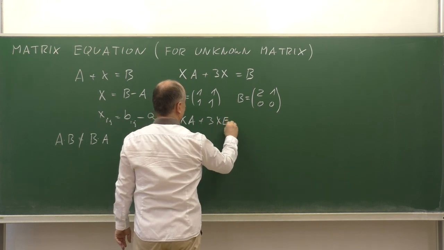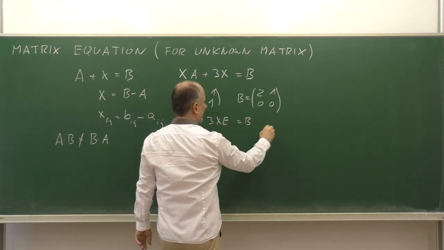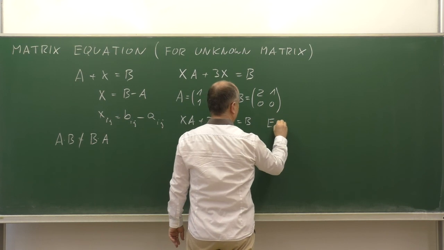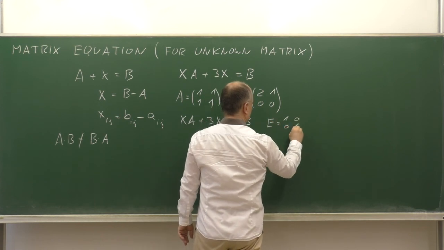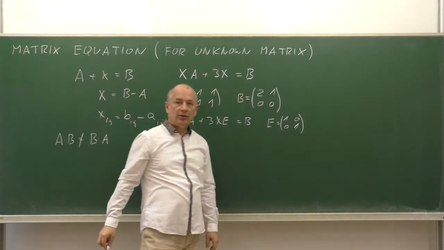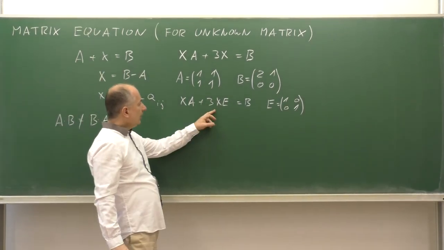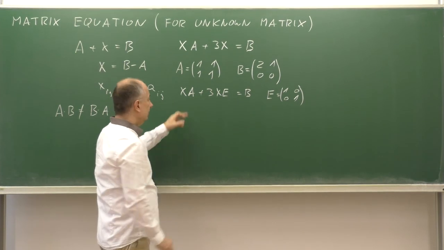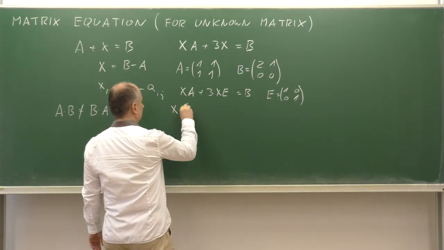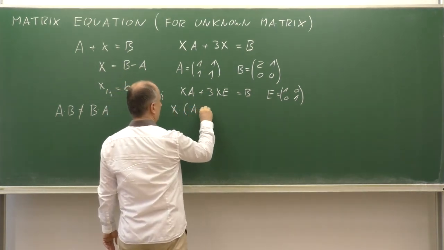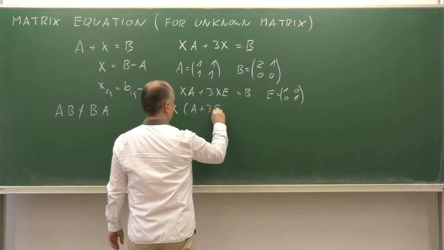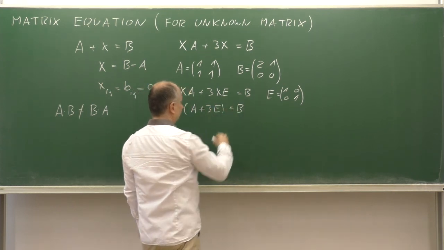3XE. E is the identity matrix, and for a 2 by 2 case it is 1, 0, 0, 1. Now we can factor out X to the left, and we have X times (A plus 3E) is equal to B.